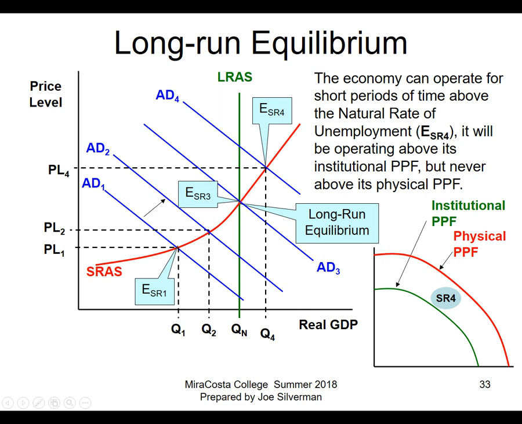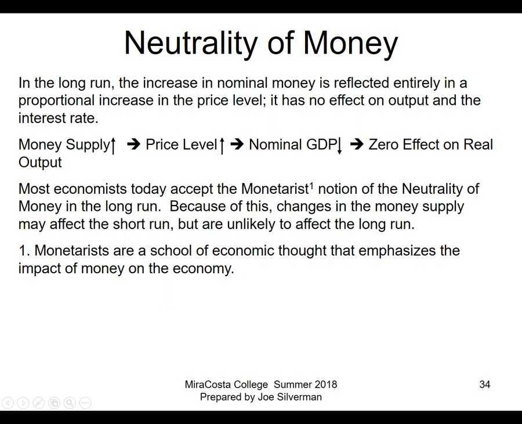So when we're in an economic boom, we might be over here at Q4 and PL4 on our aggregate supply aggregate demand model, which is equivalent to being beyond our institutional production possibility frontier, but not our physical production possibility frontier. Does that make sense?